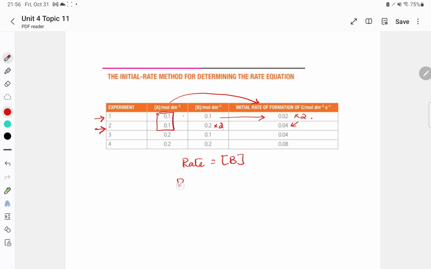So if I write the overall rate equation of the reaction, it's going to be A and B, where both of them are first order. And if I am asked for the overall order of the reaction, it will be 1 plus 1, so 2 will be the overall order of the reaction.